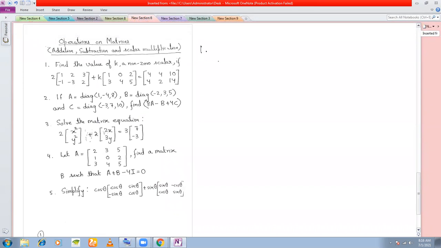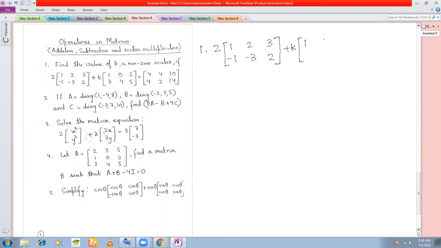Question number 1. Find the value of K, a non-zero scalar, if this matrix equation is given. Given here is twice the matrix [1, 2, 3; -1, -3, 2]. Now till class 10 you have done only matrices of order 2. Here we'll be dealing with higher order matrices, mostly square matrices of order 3. Sometimes you will come across matrices of order 1 by 4, 1 by 3, or 3 by 1.